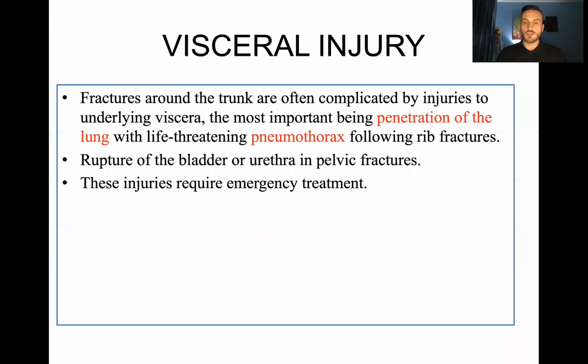So for the visceral injury, it's very important. We talked in the first lecture that the rib cage, for example, is protecting the major organs like the heart and the lungs. So if you have a fracture in the rib cage, it might induce penetration of the lung, and it may cause pneumothorax or tension pneumothorax, which is a life-threatening condition. In pelvic fractures, we may have bladder injury. So these visceral organs are important to diagnose immediately and treat in the primary survey in the ATLS protocol we already talked about.